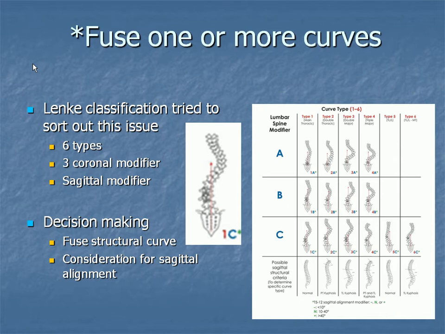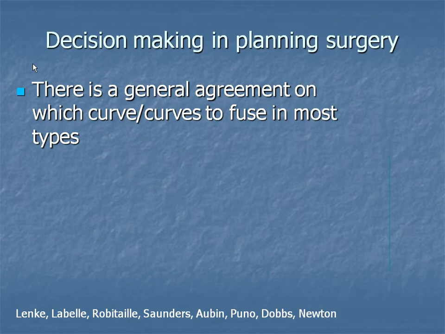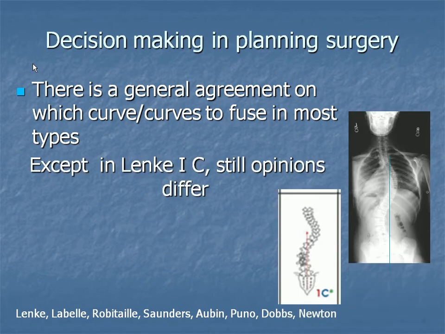But the advantage of that classification was to first decide the structural curve, second decide that you're going to fuse a structural curve, and third decide if you're going to fuse more than one curve depending on the flexibility of the lumbar curve, if it is bending more than 25 degrees. And everybody agrees generally the classification works very well for most curves. The one curve which is giving everybody a problem is 1C, like this curve here, right thoracic, left lumbar.